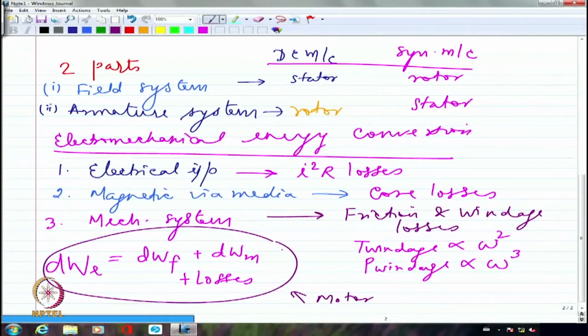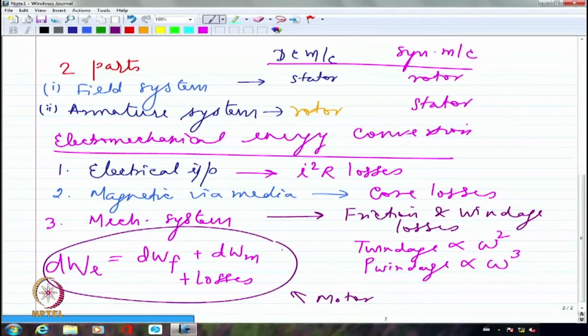If I am writing this for the generator, I have to write dWm is equal to dWf plus dWe plus losses. Because in the case of a generator, what I am giving as the input is mechanical energy and what I am getting as the output is electrical energy. And whatever is the increase in the field energy, that is just incidental. I'm not intending to really do it. I'm not going to strive hard to increase the field energy. What I want is actually conversion from mechanical energy to electrical energy or electrical energy to mechanical energy.